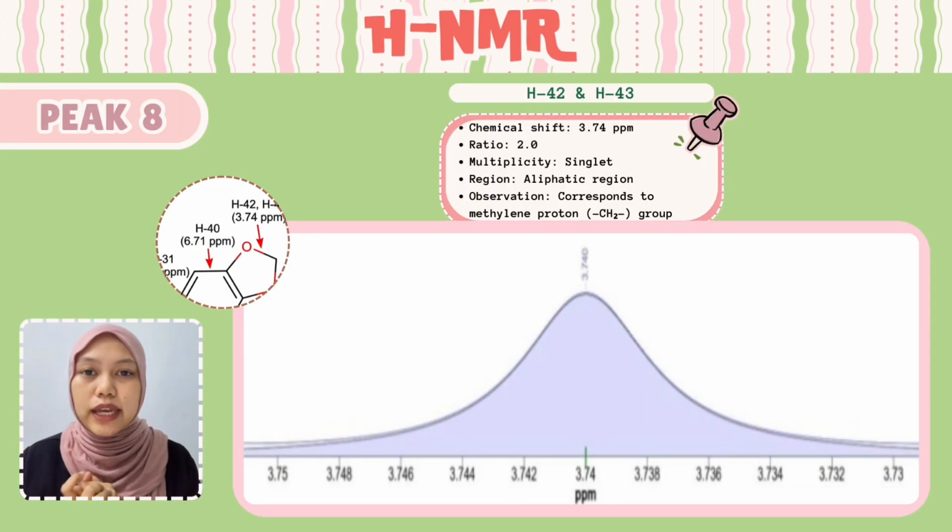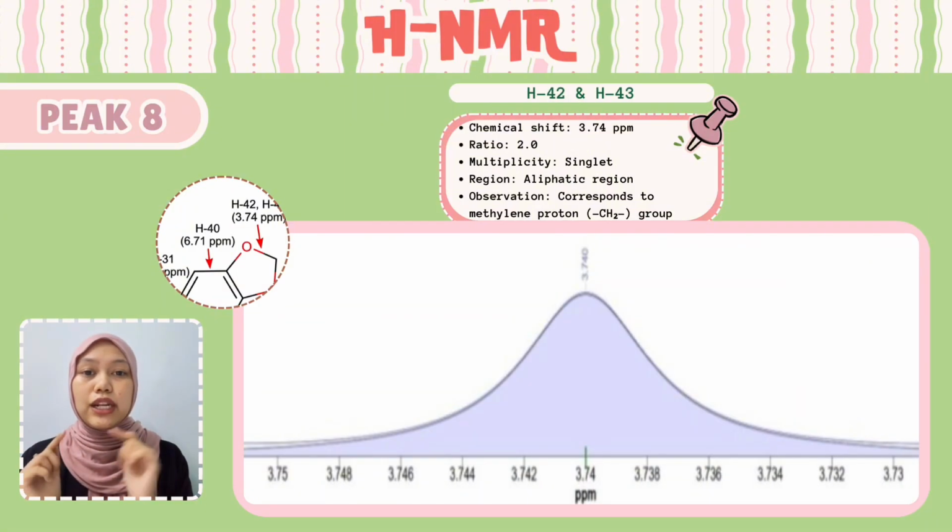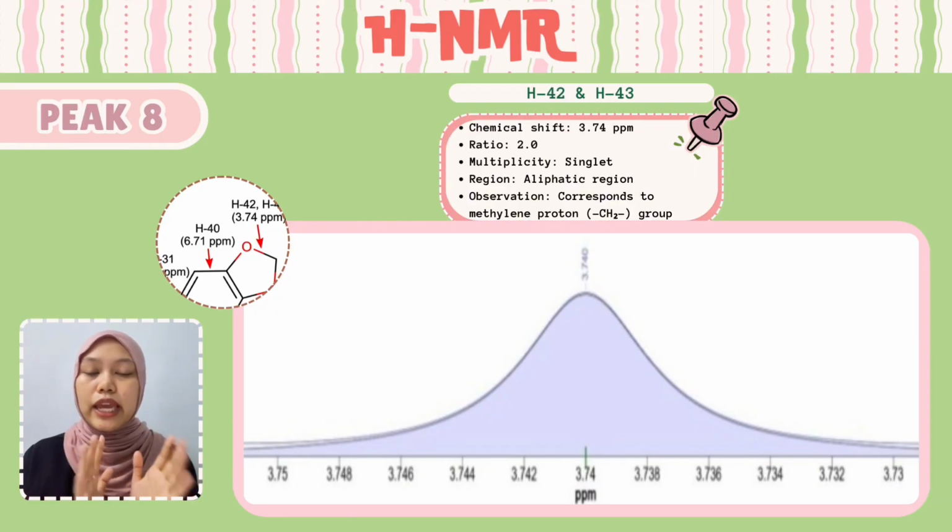So, for peak 8 at 3.74 ppm, this signal is assigned to hydrogen 42 and hydrogen 43 with an integration ratio of 2 hydrogens. These protons correspond to a methylene group, which is CH2. The chemical shift in this region suggests that the methylene group is located near an electronegative atom, which causes slight deshielding. The signal appears as a singlet, indicating minimal coupling with neighboring protons.